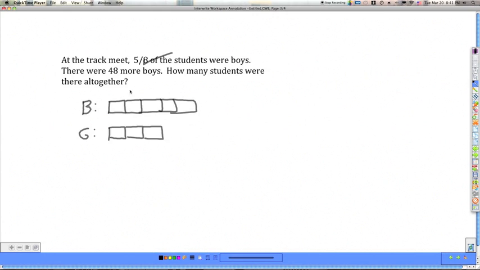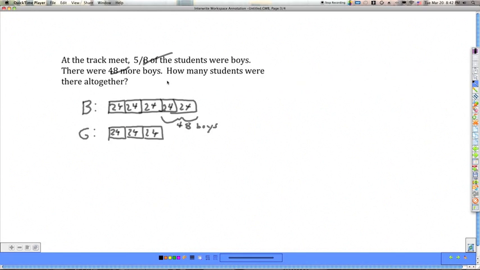We've used that. There were 48 more boys. So where in the picture are the boys that are extra? It's these 2 units right here. So that must represent altogether 48 boys. Well, if 2 of them are 48, then each one is equal to 24. Each of these other units is also 24. And as we look at the problem to see what the original question is, I'll check this off. 48 more boys, we got that on the picture.